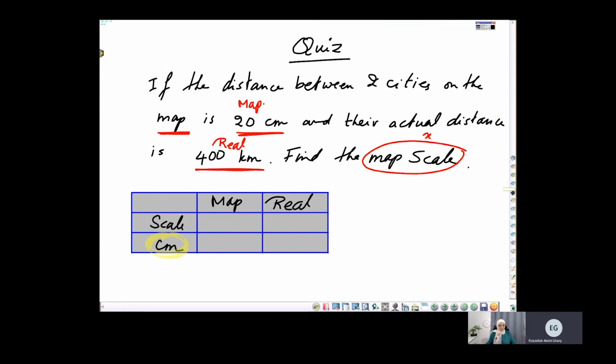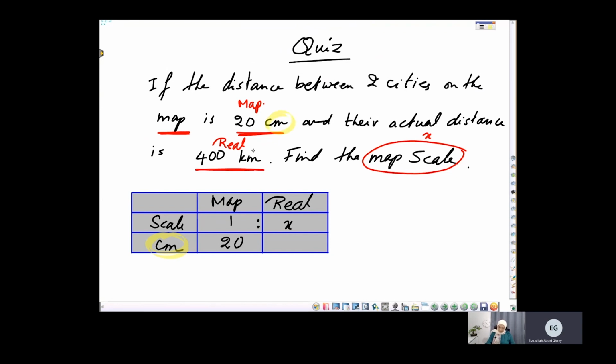What is the scale? I don't know. It's usually 1 is to something. This X is unknown, but it's always 1 is to something, another value, a bigger one. So the map distance in centimeters, how much is it? It is 20. Do we need conversion? No, it's in centimeters.